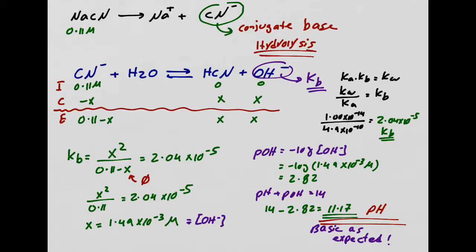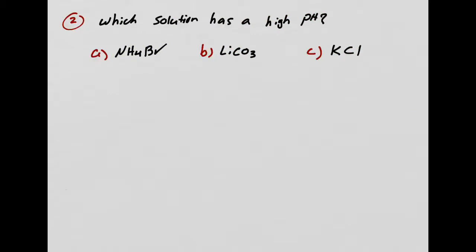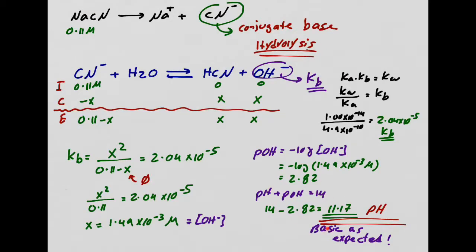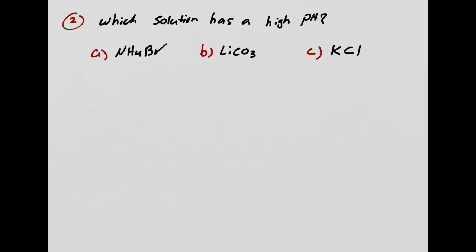Okay, next problem you should easily be able to do. Which solution has a high pH? Now in this problem, I give you 3 salts. I ask you which one is going to have a high pH, which means a basic pH. But I don't give you any numbers. In the last problem we figured out the number, and it was basic, but we could have done this without figuring out the pH. So tell me which one is going to have a basic pH. You have to analyze each salt.